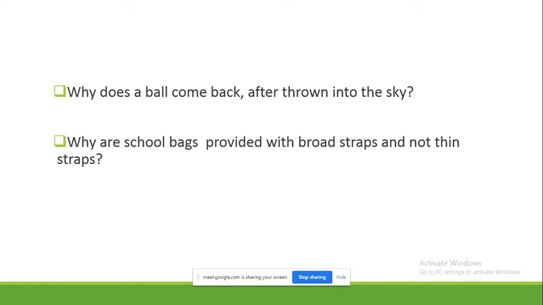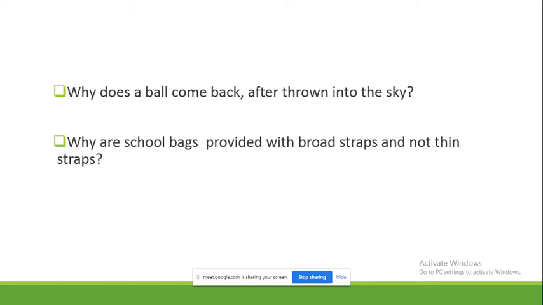I would like Satyanarayana to answer this. Satyanarayana, can you try? Why are school bags provided with a broad strap? Yeah, this is Hema. Correct. Hema, can you try? Why are school bags provided with broad straps and not thin straps? So, the area where you put your school bags is your shoulders. So, at shoulders, the straps are very broad, not thin. So, why do you think? Okay, so let's go back to Pranathi's answer then. Okay, Hema, you can answer from the chat box.